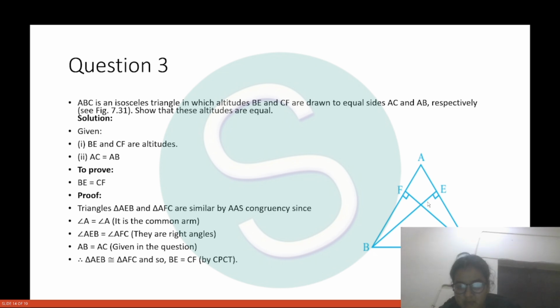So we can prove by angle side angle congruency that they are congruent. So if they are congruent, then by CPCT we can prove that BE equals CF.